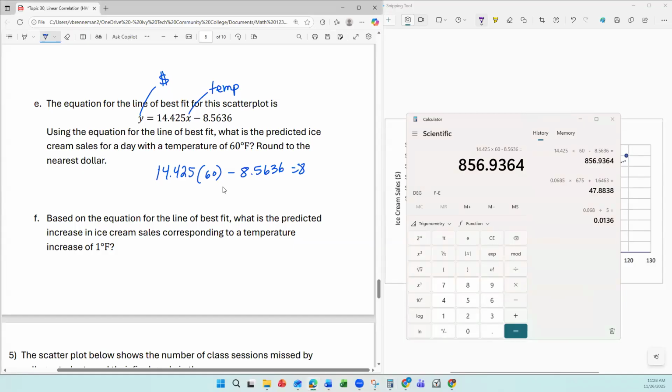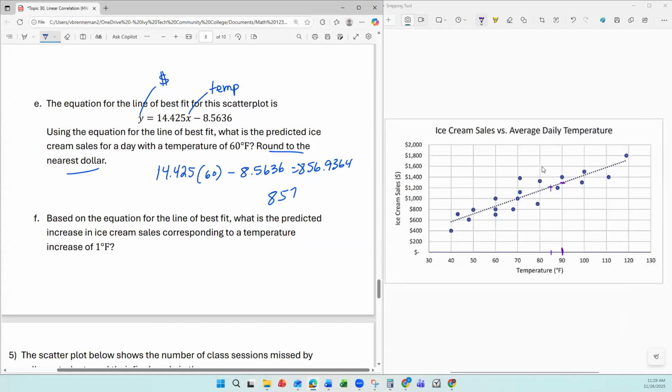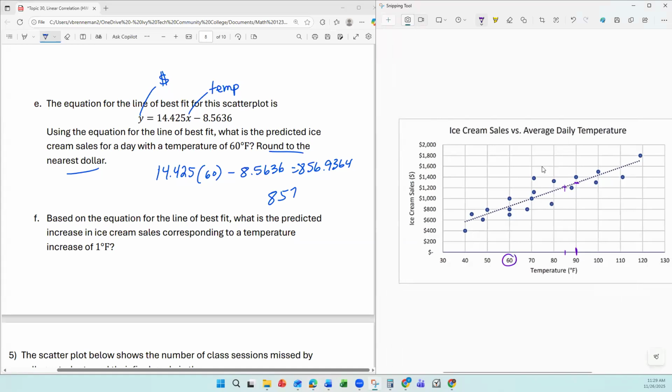That gives $856.934, but it does say round to the nearest dollar, so I'll go to 857. Now, as I'm doing that, that should match up with the graph line. So at 60, here's the line, and we can see it is between the 800 and the 1000, closer to the 800, so 857 matches. If I got something that was 1,000 or 200, if I look at the line, I would be able to tell that's not right. Something went wrong with the calculation.